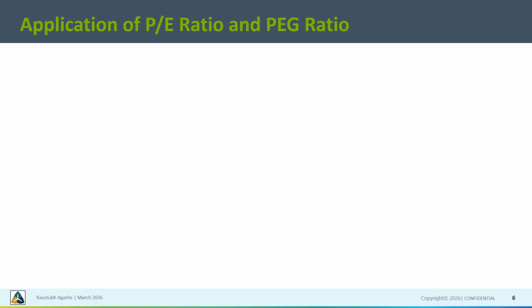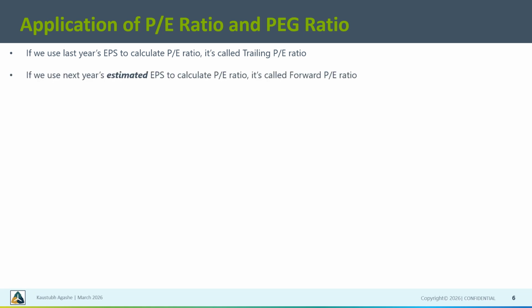Let's see one application of P/E ratio and PEG ratio. If we take last year's EPS to calculate P/E ratio, it is called as trailing P/E ratio because we are considering last year's earnings. If we use next year's estimated earnings per share to calculate P/E ratio, it is called as a forward P/E ratio.